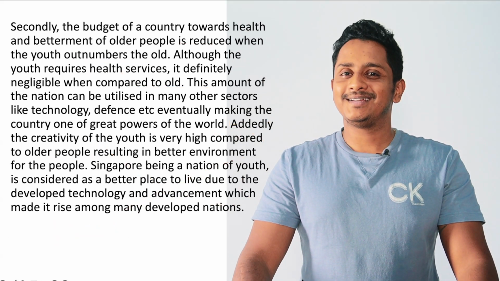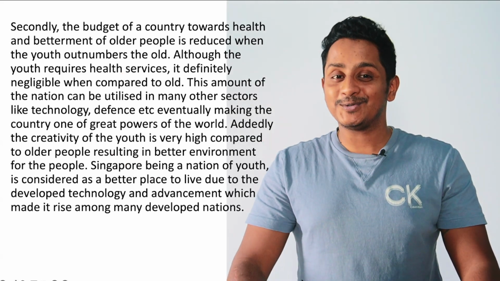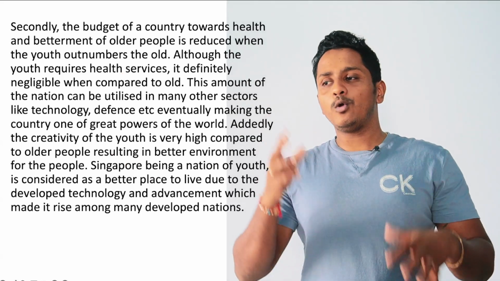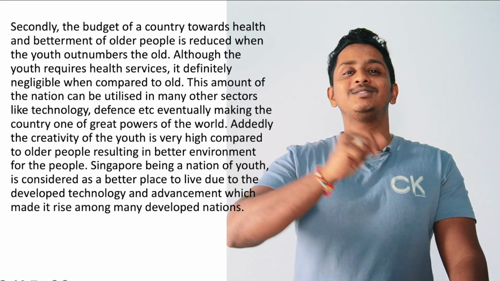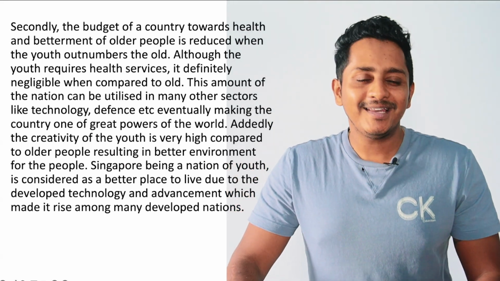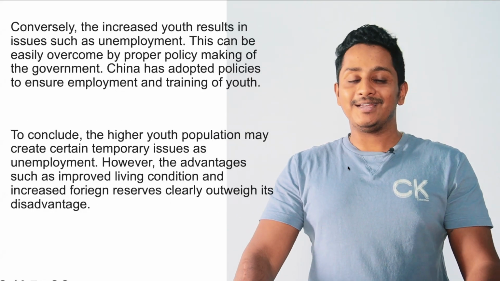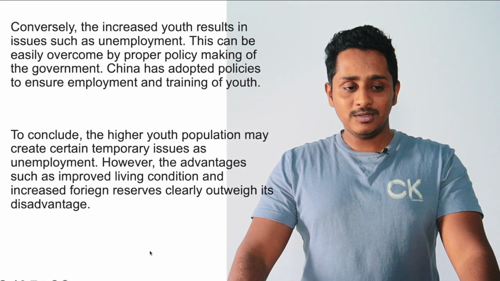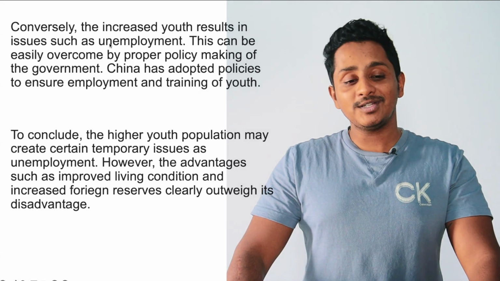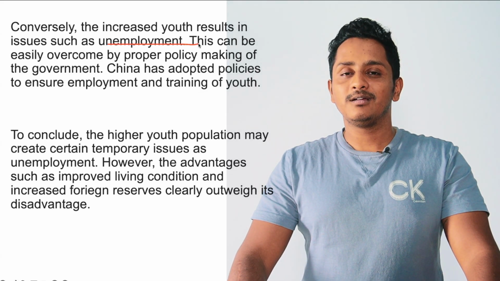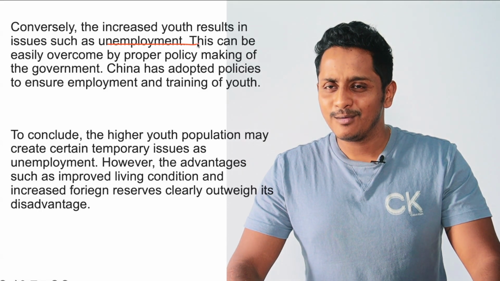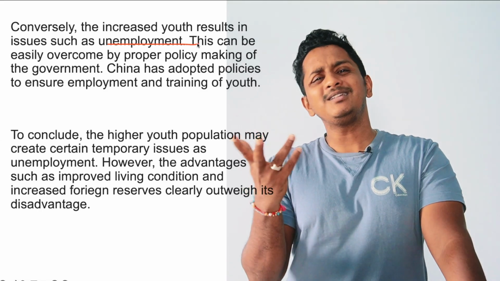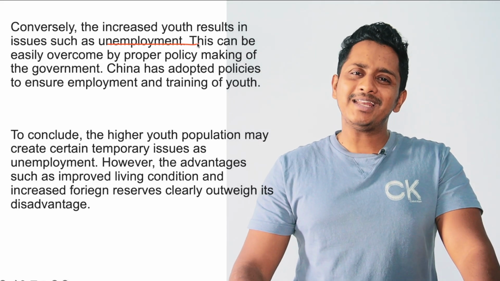But hold on. He has to write about the disadvantages of the scenario. Only youth, old people are very less. Then where do you get the direction from? Those are the disadvantages. Hope you are getting it. So now let's say, conversely, the increased youth results in issues such as unemployment. How? He has to write. More youth and less old. How does it result in unemployment? Be more clear, add clarity.